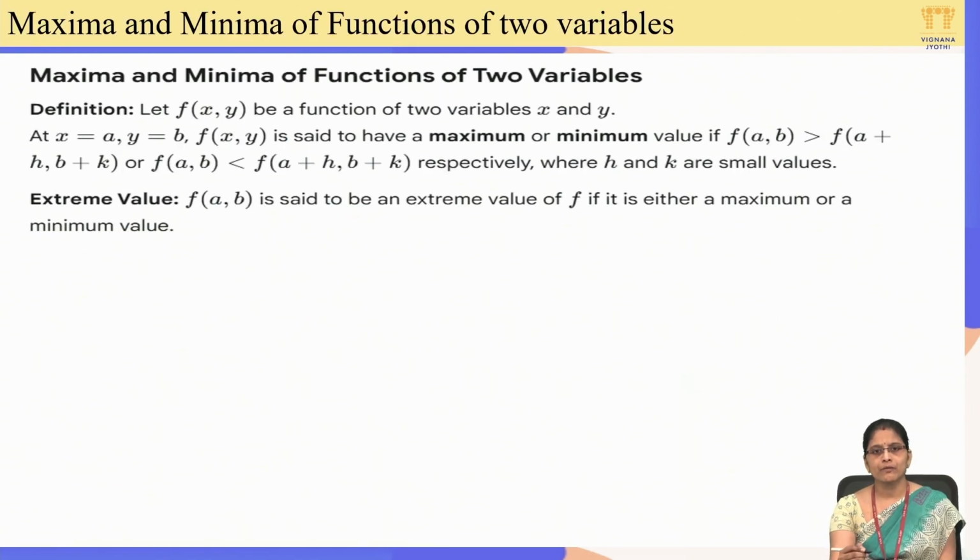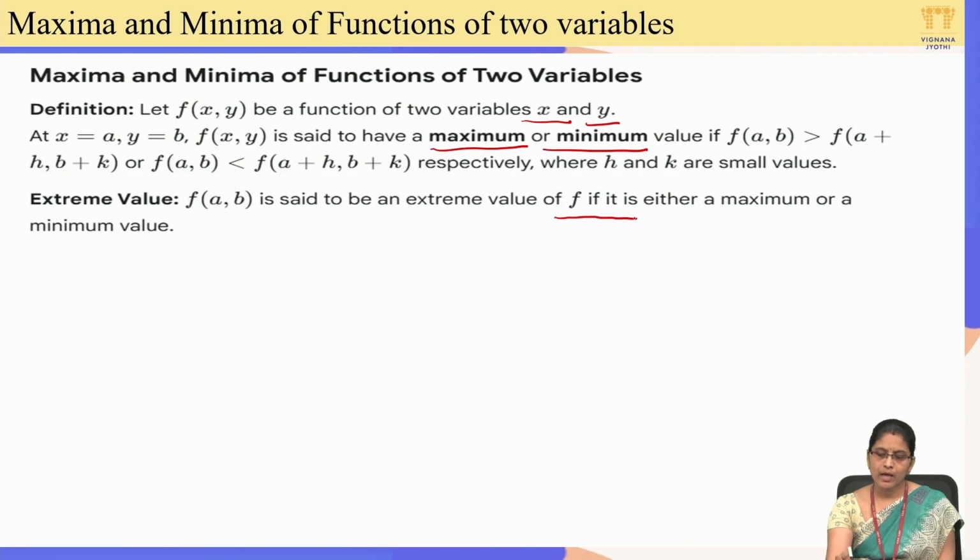Next, previously we discussed maxima and minima of a single variable. Now we are discussing maxima and minima of two variables. Let f be a function of two variables. Previously we took only one variable, now we are taking two variables, that is x and y. A function is said to have a maximum or minimum at a point if its value is greater than or less than or equal to nearby values.